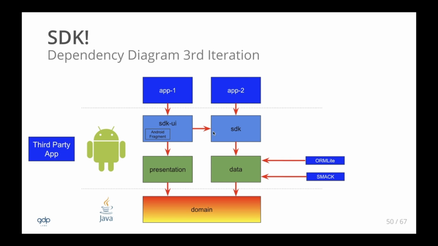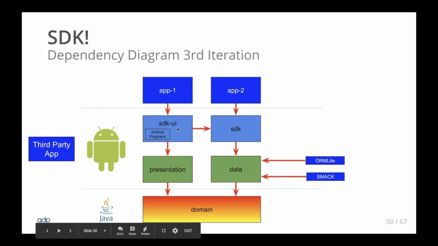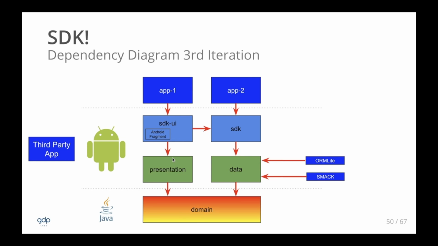Well, anyway, this is the third iteration. So previously we only have presentation, data, and domain. Now SDK UI depends on presentation. It makes sense because the UI will need presenter. SDK will only depend on data, and everything else stays the same, except that we move this Android fragment to be inside the SDK UI.